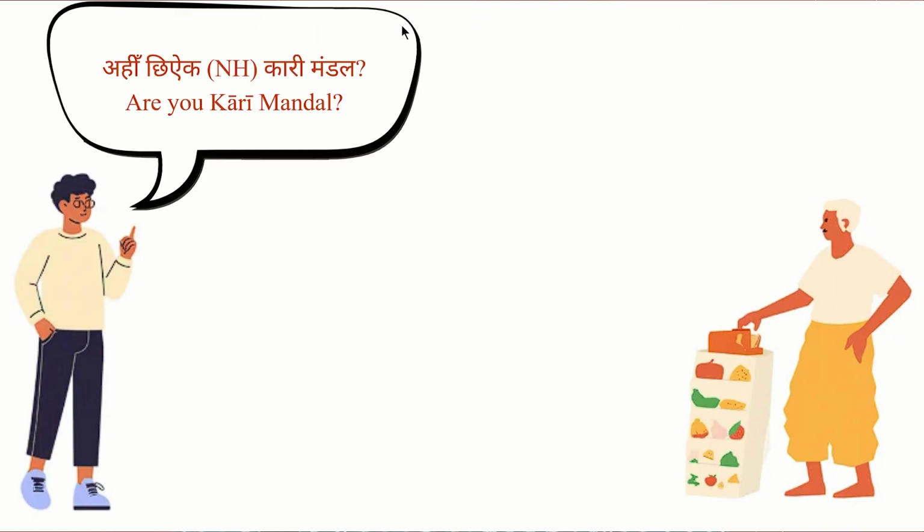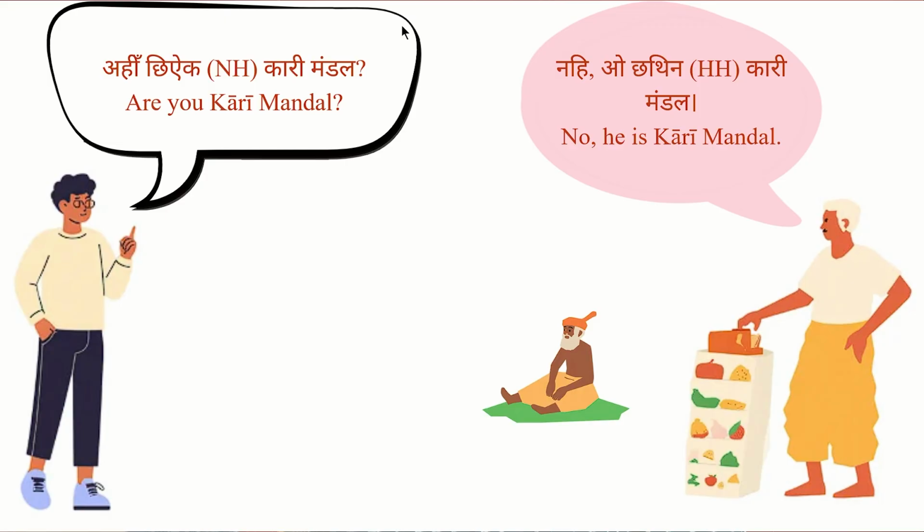Here is Kari Mandal. Are you Kari Mandal? Nahi, O chhathin Kari Mandal. He refers to a person sitting a little far away. That's why he uses O. And since the person who is being referred to is respectable, that's why we have used O. Otherwise, we would have used U, as we will see.